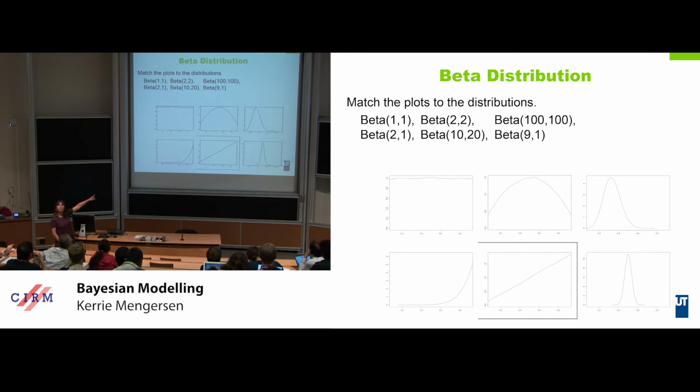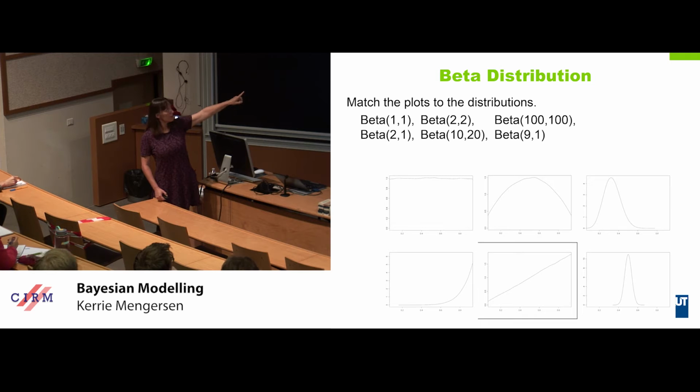What do you think? Tell me. Just tell somebody. Somebody tell me the answer. What do you think? A beta 10-20? Yep, okay. Next one down here? Beta 9-1? Beta 9-1, yep. And the next one? A beta 2-1? Yep, okay, because it has an expected value then of what? What's the expected value going to be? Alpha on alpha plus beta, so 2/3. Yeah? So it has an expected value of 2/3. And the next one, the last one?